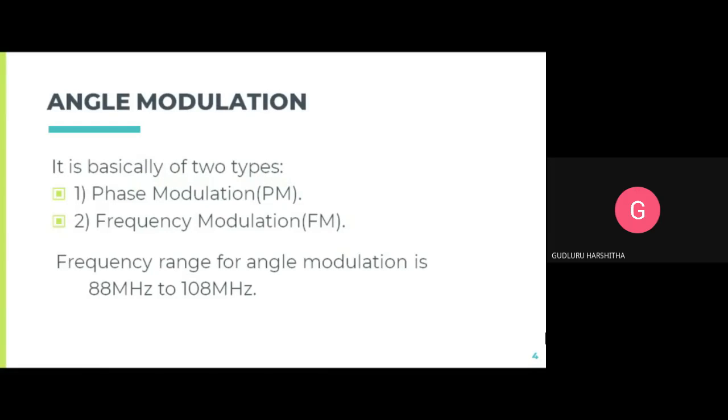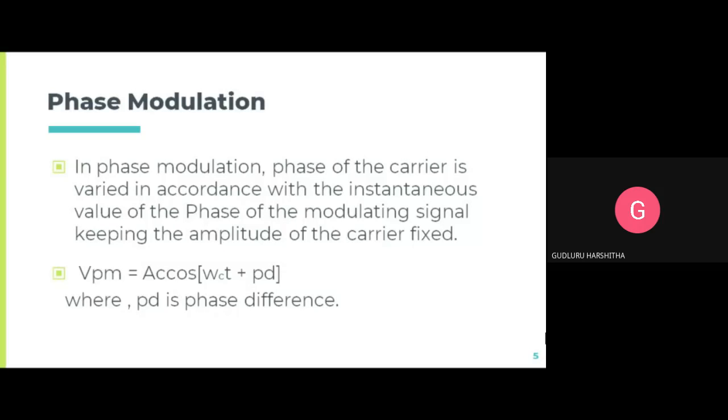Let us see what is the angle modulation. It is basically of two types, phase modulation and frequency modulation. Frequency range for angle modulation is 88 MHz to 108 MHz. Now let us see what is phase modulation. In phase modulation, phase of the carrier is varied in accordance with the instantaneous value of the phase of the modulating signal, keeping the amplitude of the carrier fixed.